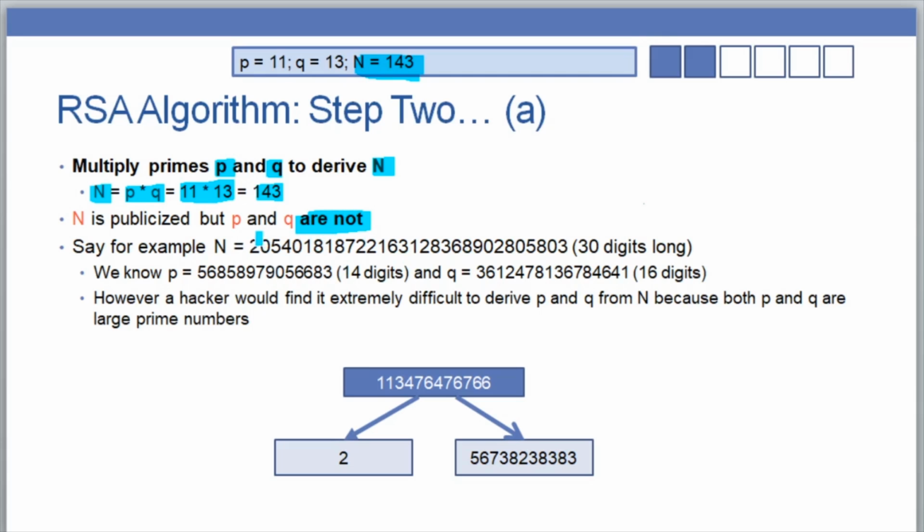Let's say, for example, n equals this very long number, so 30 digits long. It is almost impossible for a hacker to find the prime factors of this number, as even the smallest prime factor, in this case p, is 14 digits long. We, in fact, know the values of p and q are as such. However, this would be very difficult for a hacker to find just by knowing n.